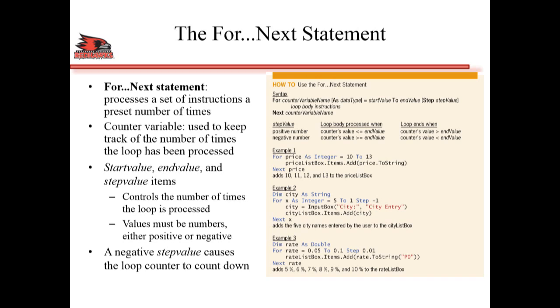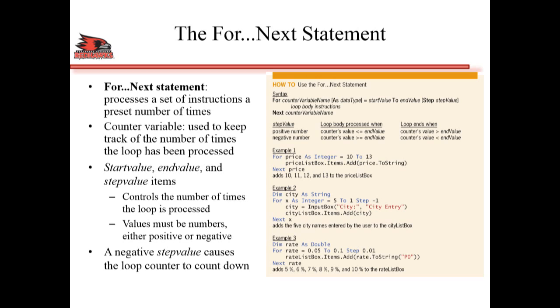In the for next, we have a counter variable which is used to keep track of the number of times the loop has been processed, and we have a start value, an end value, and a step value for this counter variable. These control the number of times the loop is processed, and the values must be numbers. They can be positive or negative. Now the syntax is given on the right.